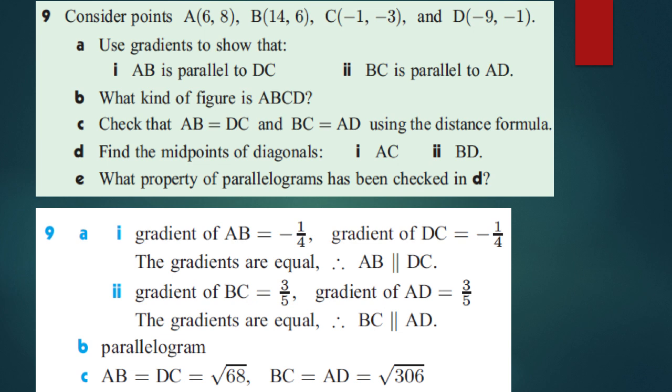And then we're going to check that they're equal. One of the properties of parallelograms is that not only are opposite sides parallel, but opposite sides are congruent, or the same length. So when you plug into the distance formula, you end up getting the same values for both of them.